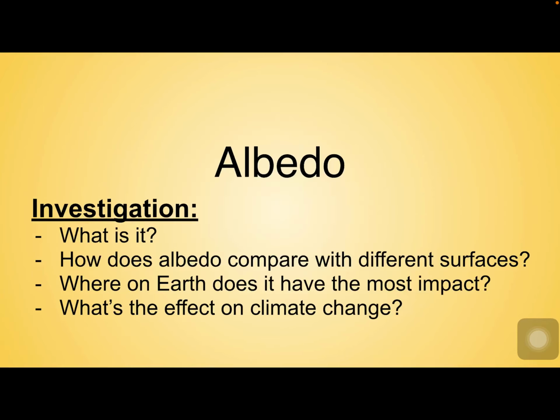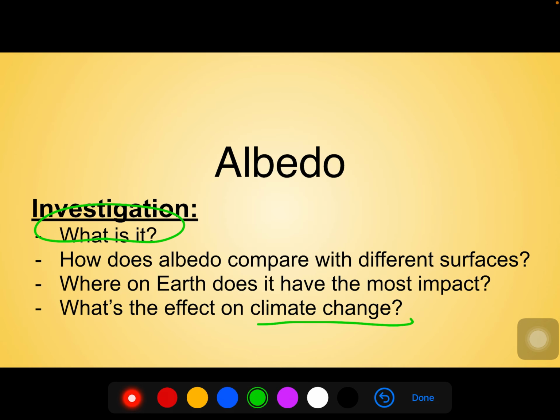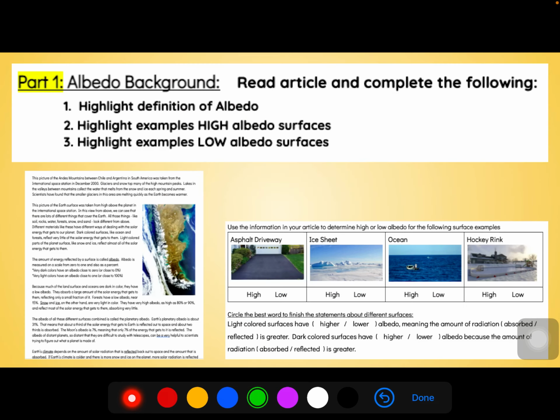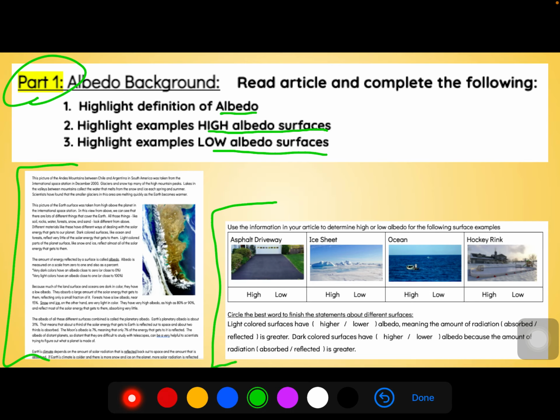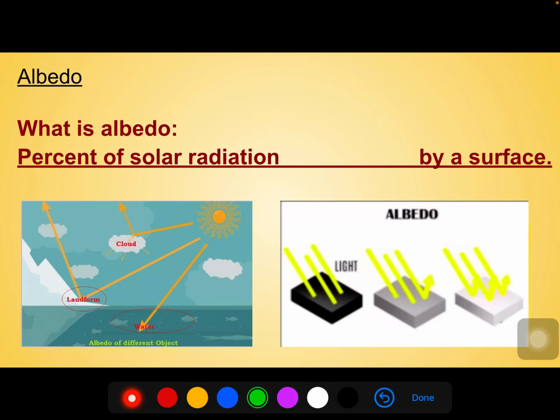So our next topic here is albedo, where we are thinking about how albedo affects climate. And of course, before we can dig all the way into that question, we have to know, well, what is it? So you've already got a little bit of background by completing part 1. If you haven't yet completed part 1, you should go back, read through this very short article highlighting what is albedo and also examples of both high and low surfaces. And then there was a short little question section for you to do by just circling higher or lower for both the pictures and the sentence.